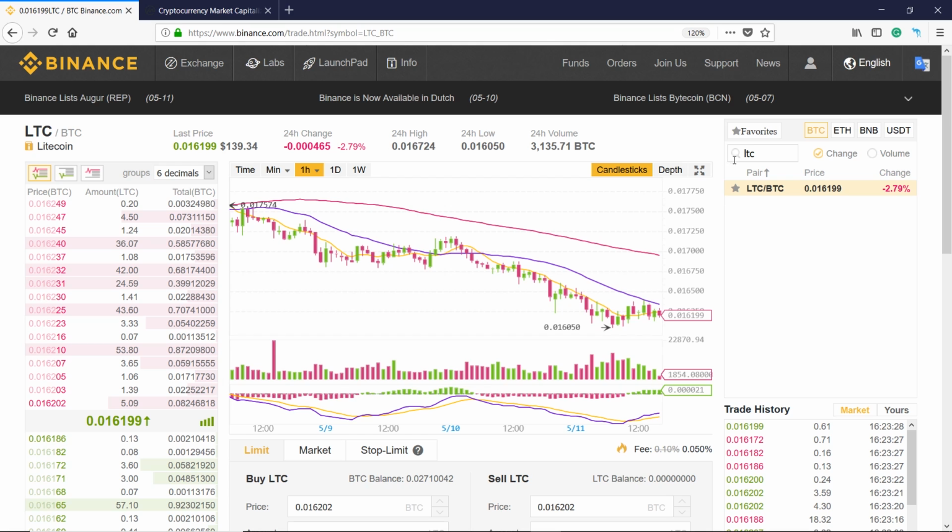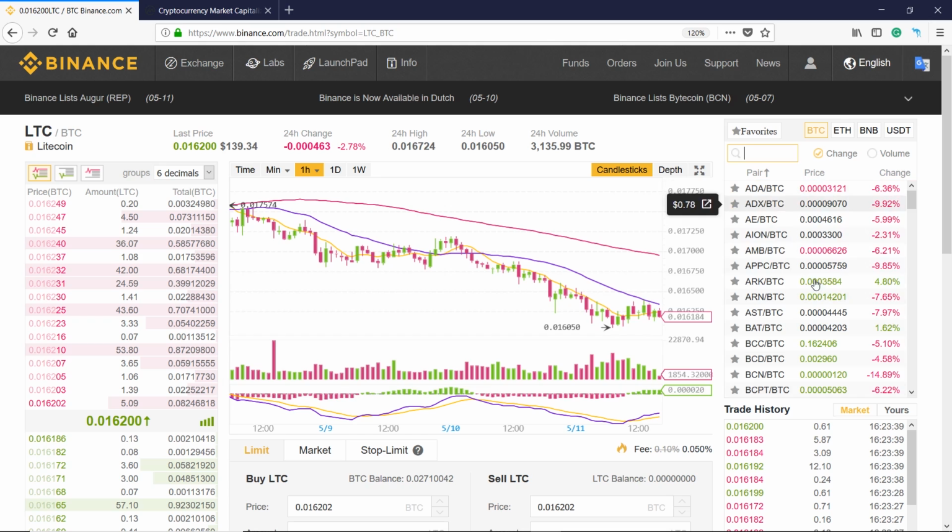But just for illustration purposes, just know that this little area here is where you can select all the different coins. Obviously, what's very intuitive here, if it's in red and there's a negative, it means that the coin is down. If there is a green, that means the coin is up in price, so to speak.